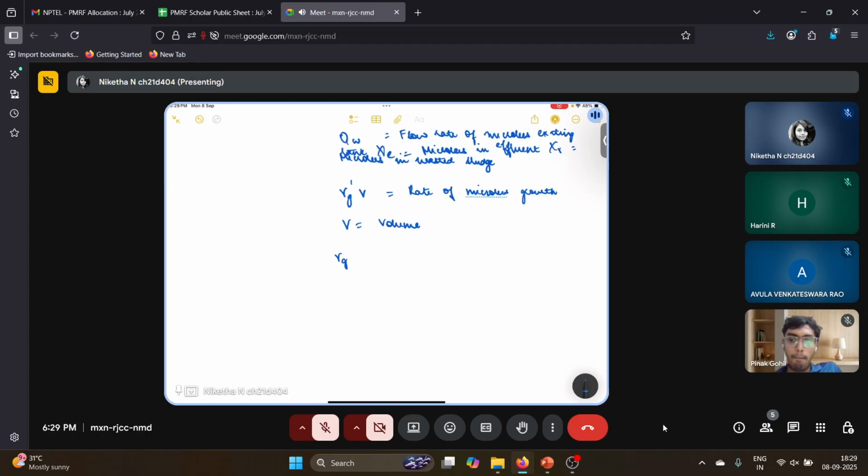So this Rg/V is given by the formula minus Y into (S0 - S) minus Kd into X. Now this Y is your yield coefficient.